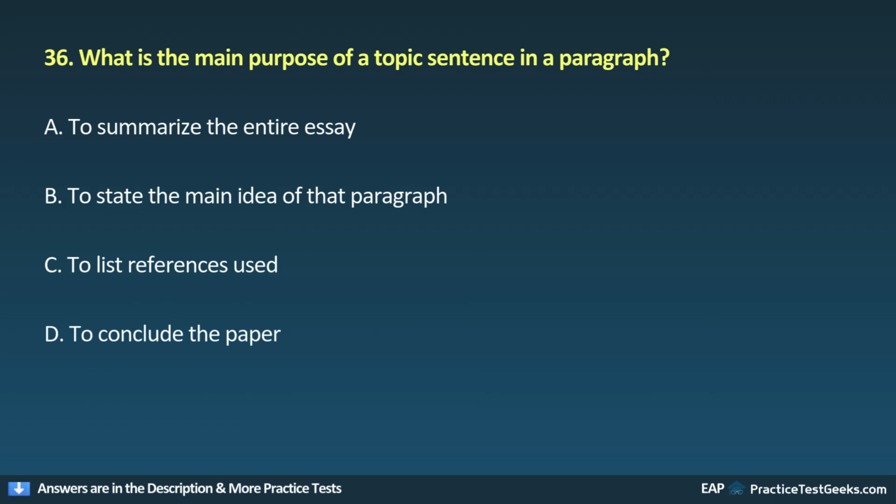36. What is the main purpose of a topic sentence in a paragraph? A. To summarize the entire essay. B. To state the main idea of that paragraph. C. To list references used. D. To conclude the paper.